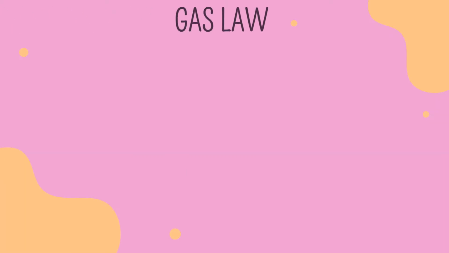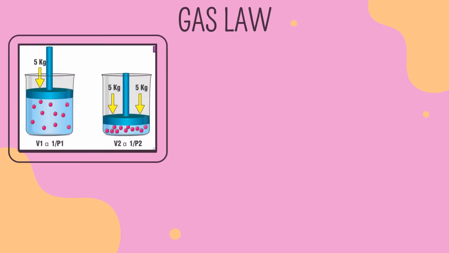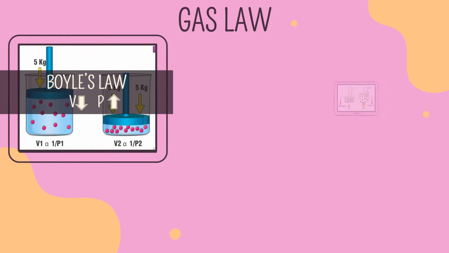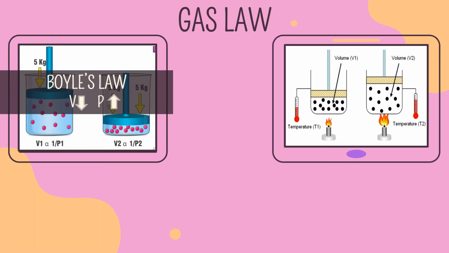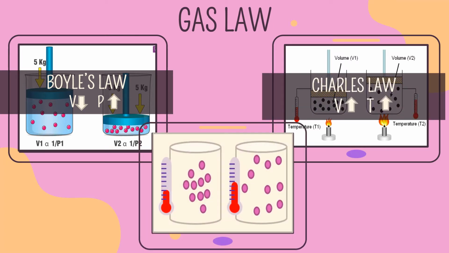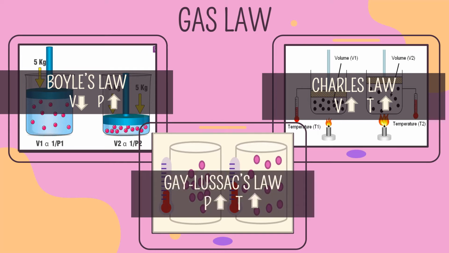We're then discussing the three gas laws showing the relationship of volume, pressure, and temperature of gases. The volume-pressure relationship, wherein they are inversely proportional to each other, is described in Boyle's law. The volume-temperature relationship, wherein they are directly proportional to each other, is described in Charles' law. And last, the pressure-temperature relationship of gases, wherein they are directly proportional, is described in Gay-Lussac's law.